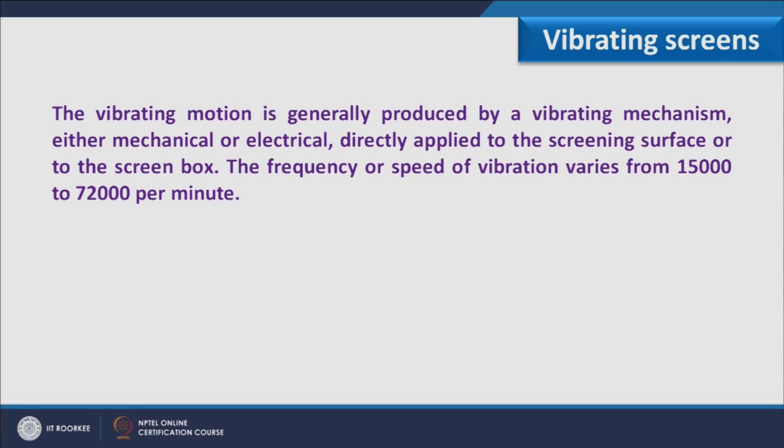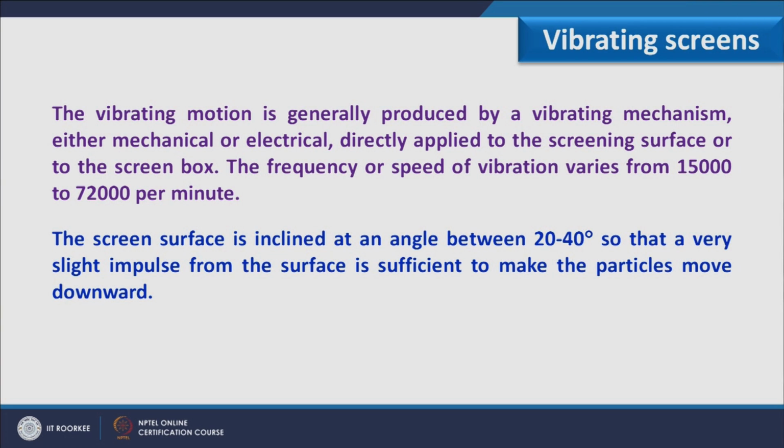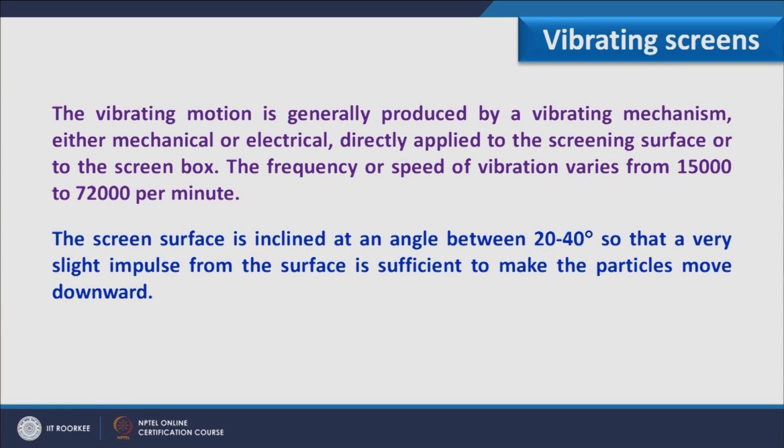Vibrating motion is generally produced by a vibrating mechanism, either mechanically or electrically, directly applied to the screening surface or to the screen box. The frequency or speed of vibration varies from 15,000 to 72,000 per minute. So, you can imagine the vibration available in a vibrating screen. Obviously, it has more possibility to pass the material through the screen. The screen surface is inclined at an angle between 20 to 40 degrees, so that a very slight impulse from the surface is sufficient to make the particles move downward, because it has vibration, and along with this the inclination plays a role for material to pass from top to bottom of a particular screen.